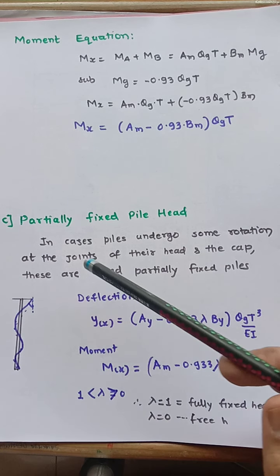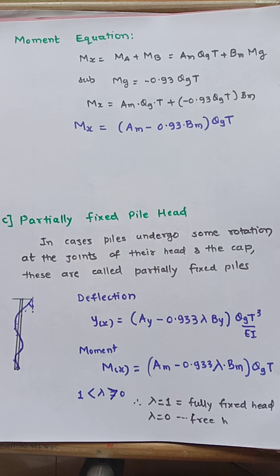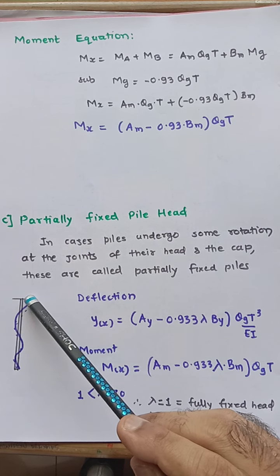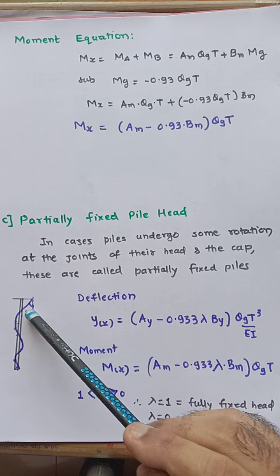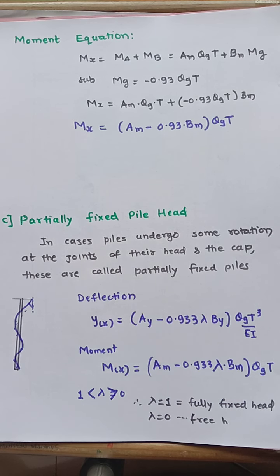The C part is a partially fixed pile head. In a fixed pile head, the pile undergoes some rotation at the joint of the head and the cap. Here some partial rotation has taken place, so these are called partially fixed piles.